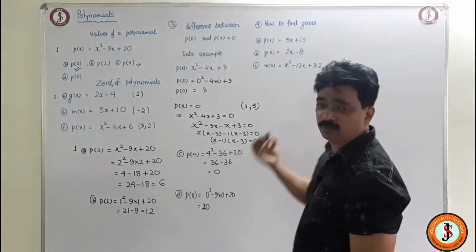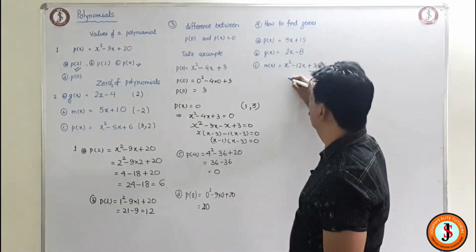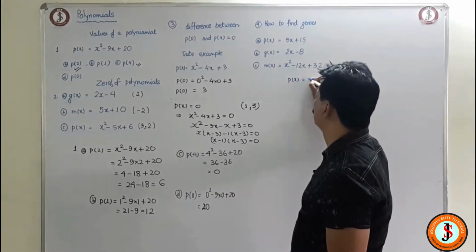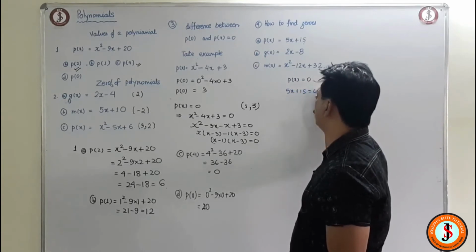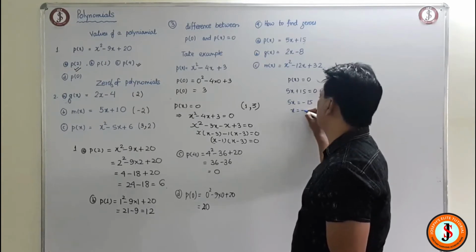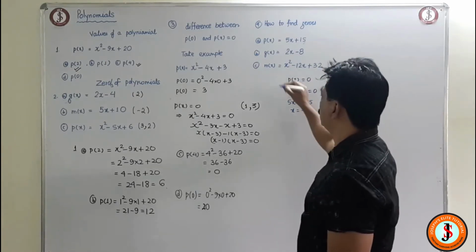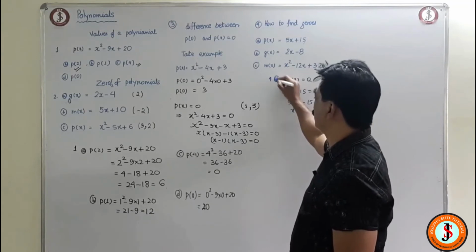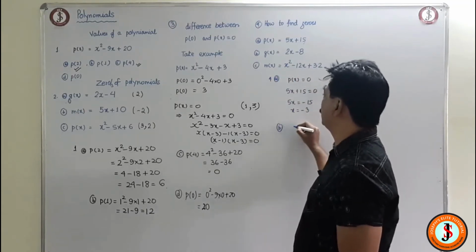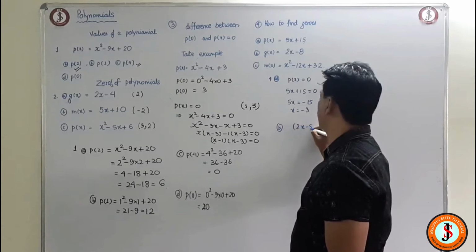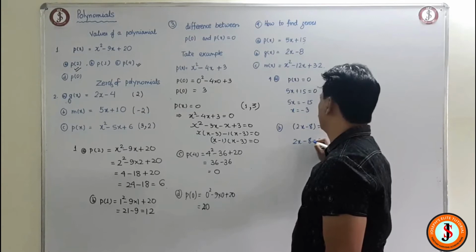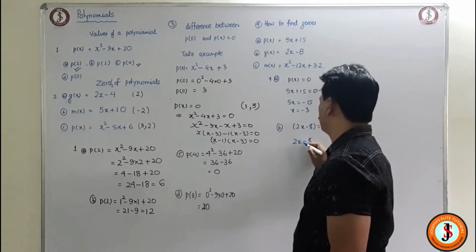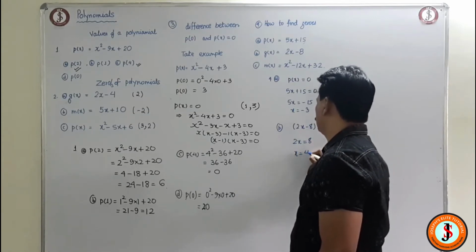So that means you know how to find a 0. You have to find out P(x) is 0. So that means 5x plus 15 is equal to 0. 5x is equal to minus 15. x is equal to minus 3. You can solve. So this is the 4a solution. Now 4b solution, let us see. 2x minus 8 is equal to 0. 2x is equal to 8. Then x is equal to 4.